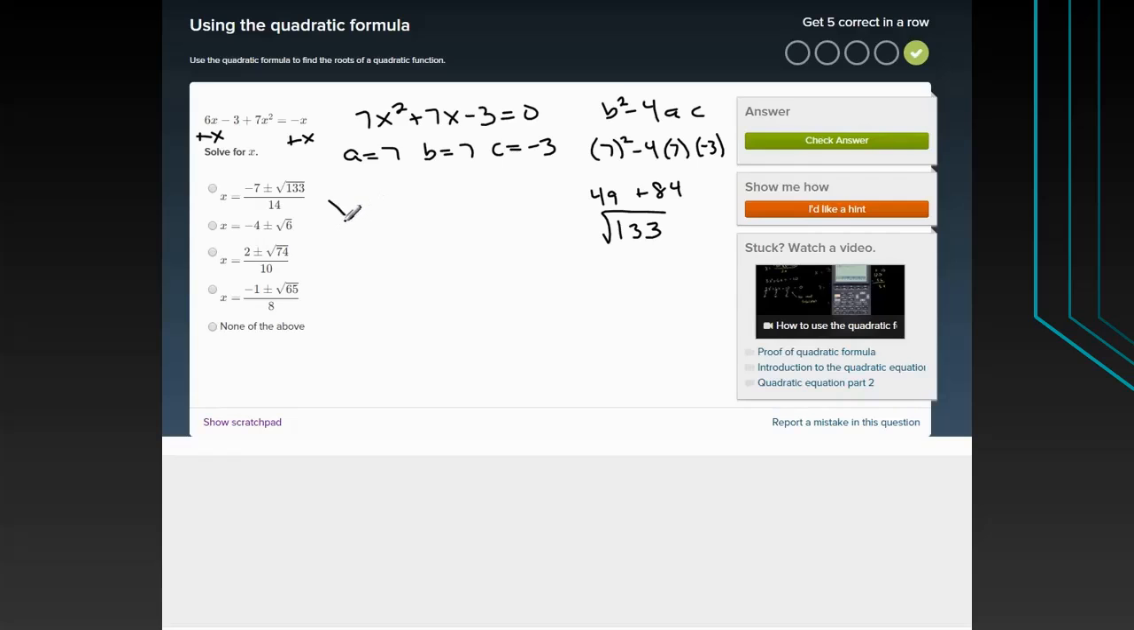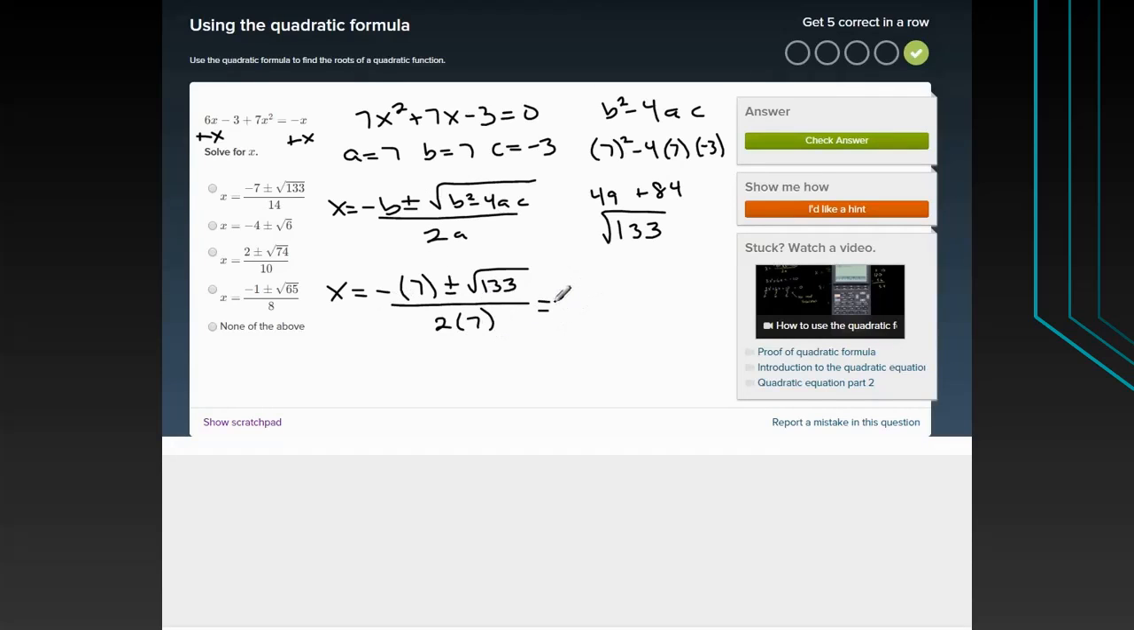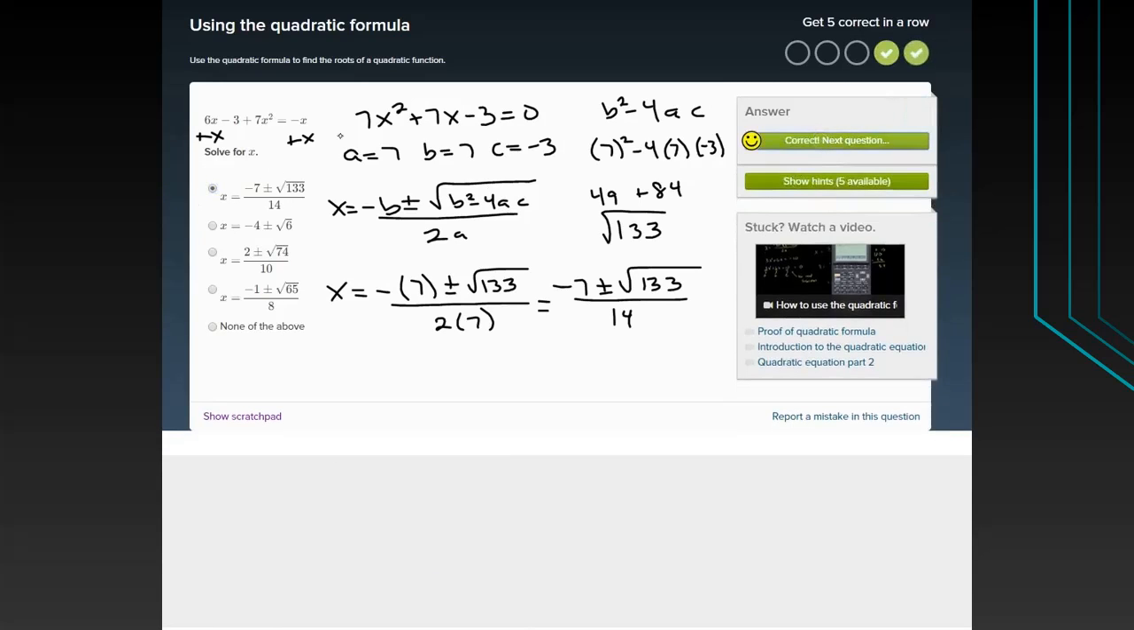So I'm going to do my quadratic formula. So it's negative b plus or minus the square root of b squared minus 4ac all over 2a. So x equals negative, b is 7, plus or minus the square root of 133 all over 2 times a, which is 7. So when I simplify this down, negative 7 plus or minus the square root of 133 over 14. That is one of the answers there. So we'll select that answer and hit check answer, and that is the correct answer.